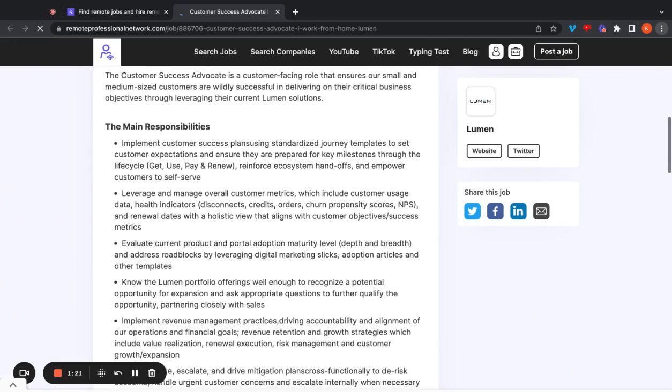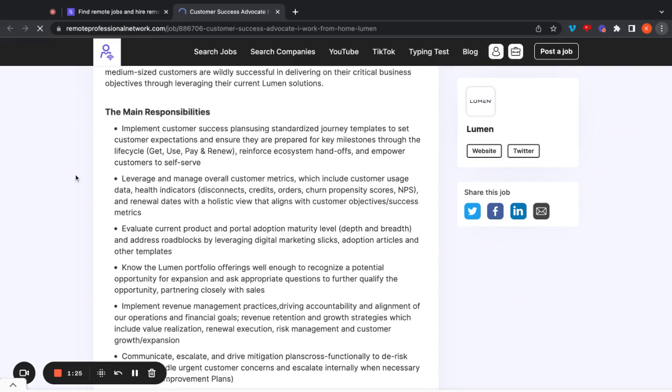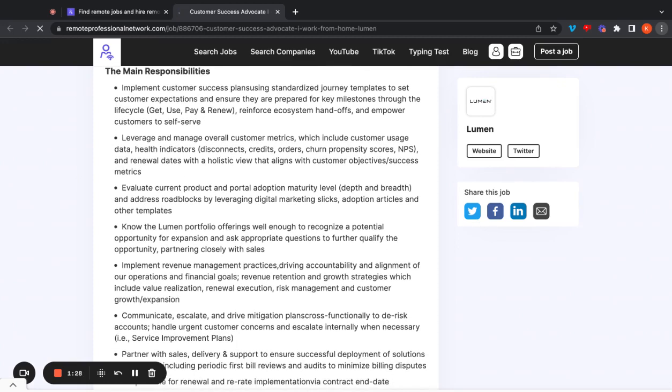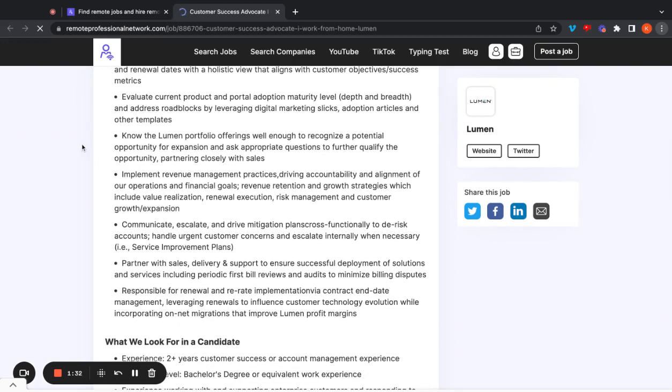You're going to implement customer success plans using standardized journeys. You're going to leverage and manage overall customer metrics. You're going to evaluate current product and portal adoption maturity levels. They really want you to know the Lumen portfolio offerings well enough to recognize a potential opportunity to expand and basically upsell the account and ask appropriate questions to further qualify the opportunity, partnering closely with sales. So basically, if you see an opportunity when you're working with the customer, guys, talk to the customer about it and then just kick that up to the sales team for a new lead for them, okay?